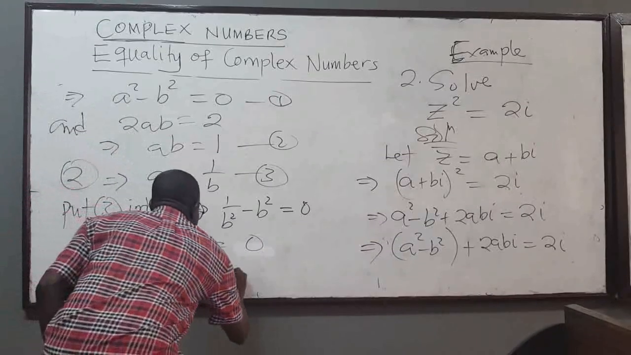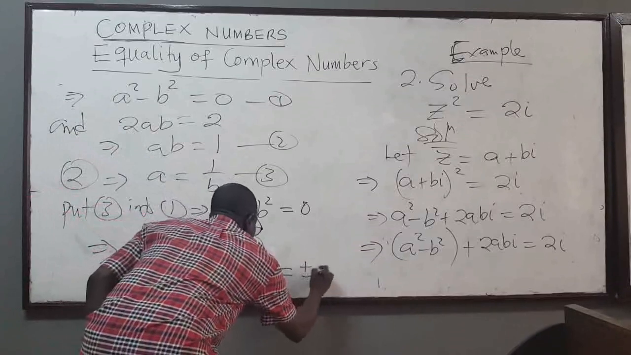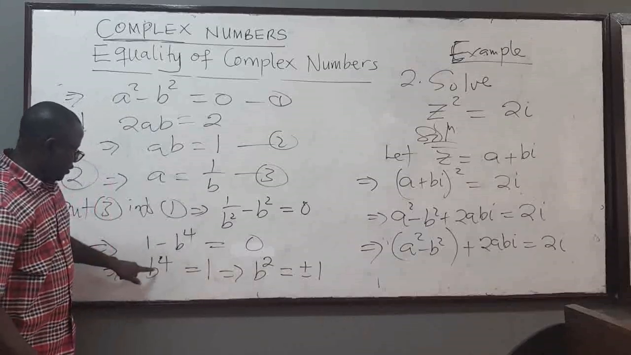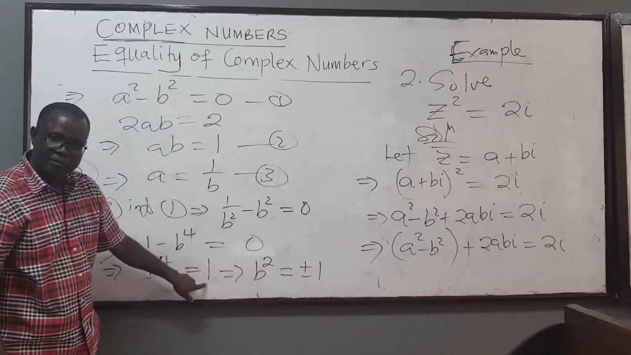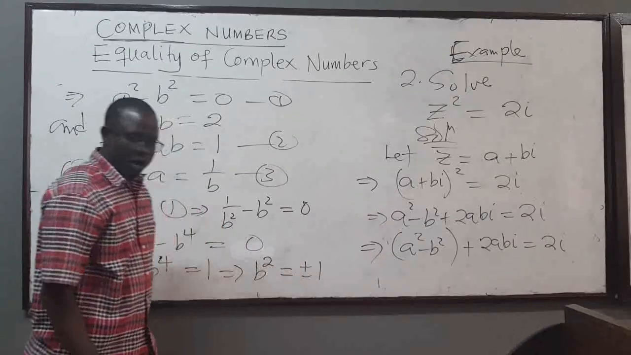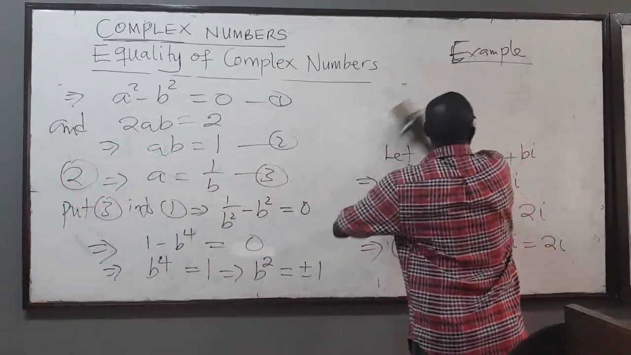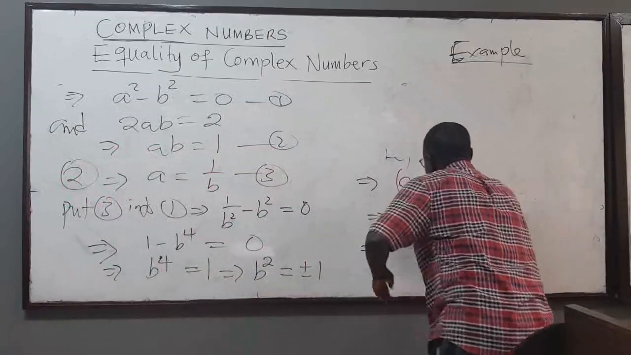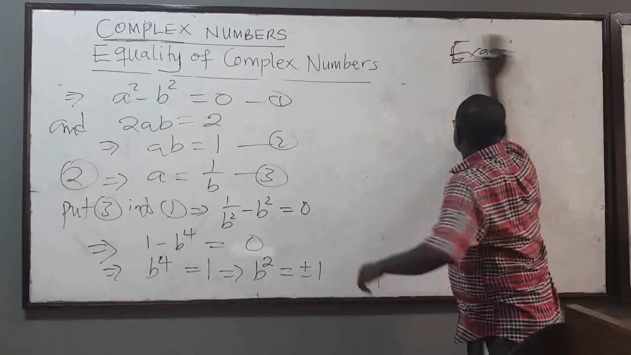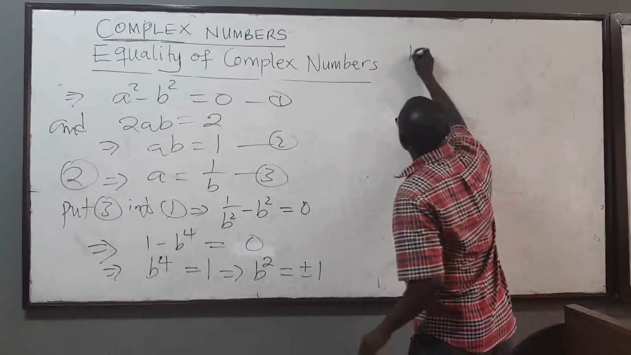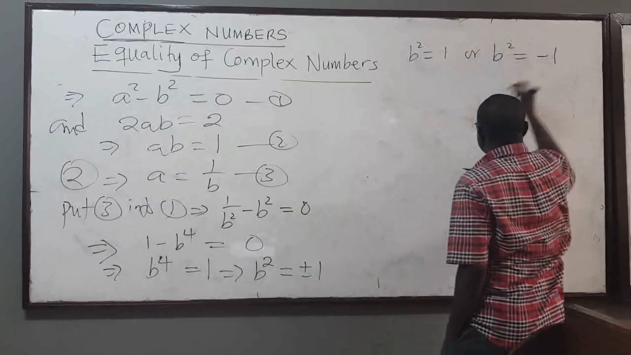This implies that b squared is equal to plus or minus 1. You see that? This is b squared squared. So b squared is plus or minus the square root of this. So b squared is actually plus or minus 1. So we see that b squared is either equal to 1 or b squared is negative 1.